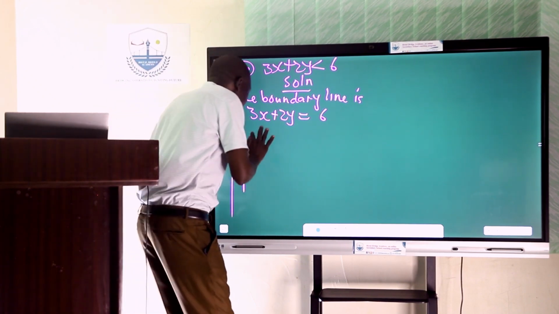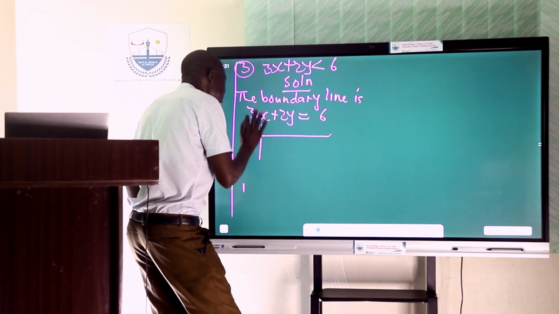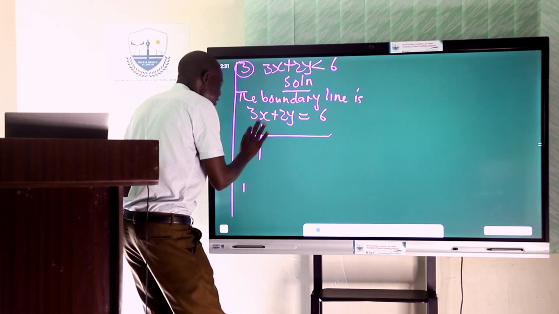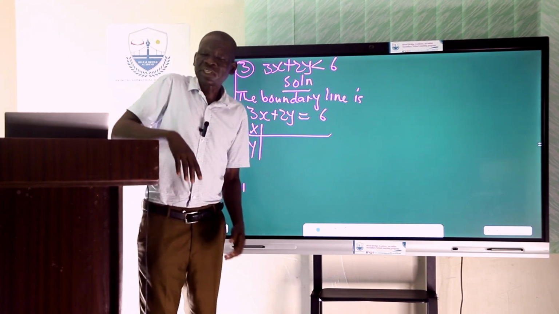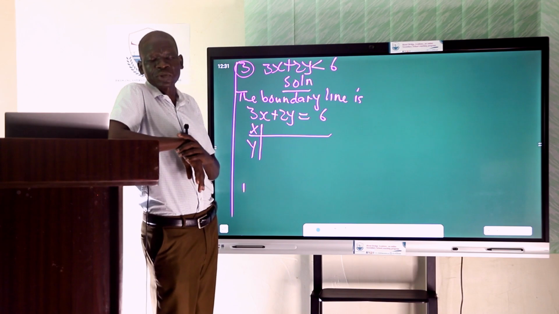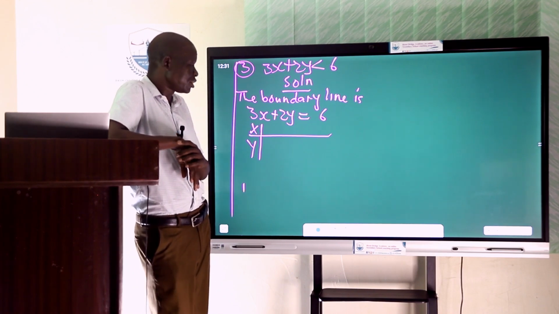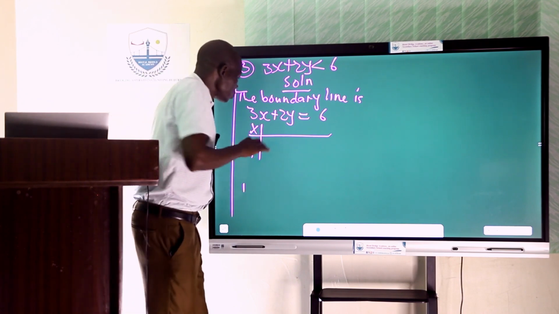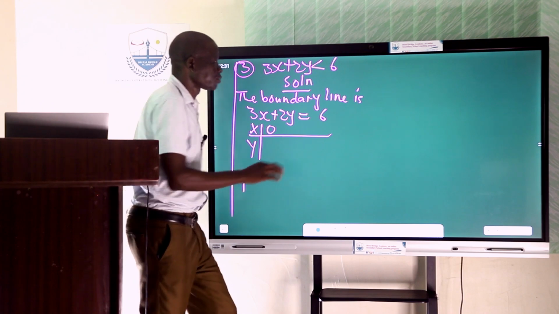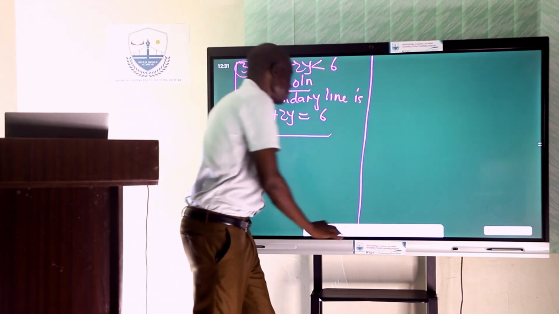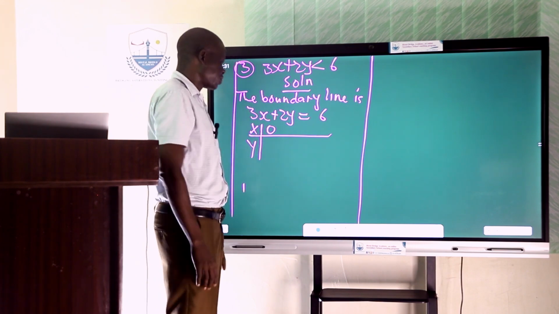So how does the table look like? The table will be in this form. In the table, we shall have the x and then the y. So here on the table, what appears are the intercepts, the intercept values. So when x is equal to 0, what is y? And when y is equal to 0, what is x?